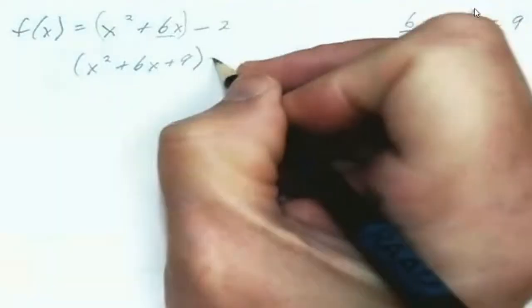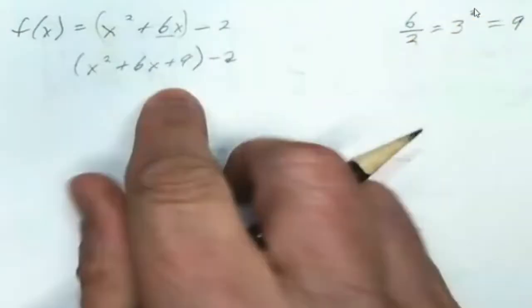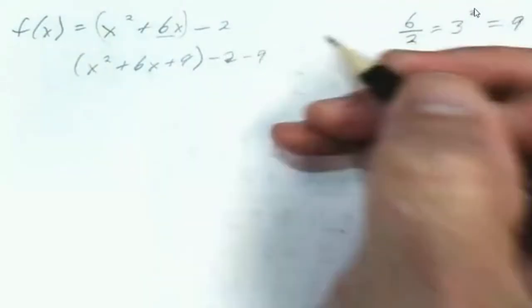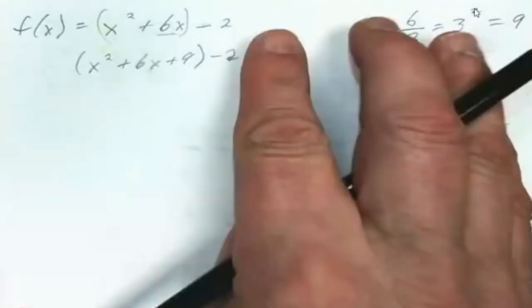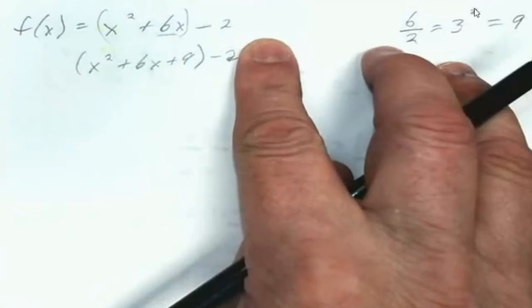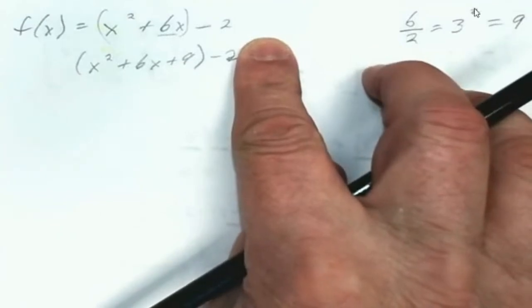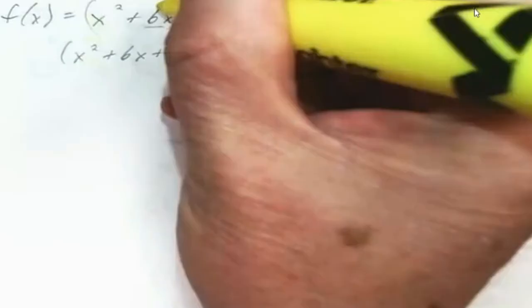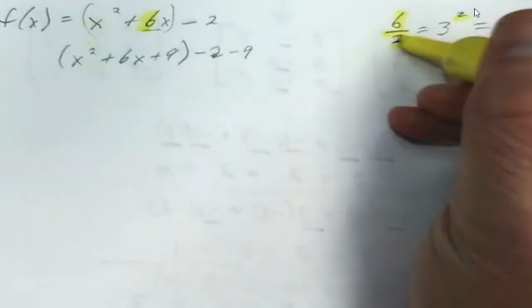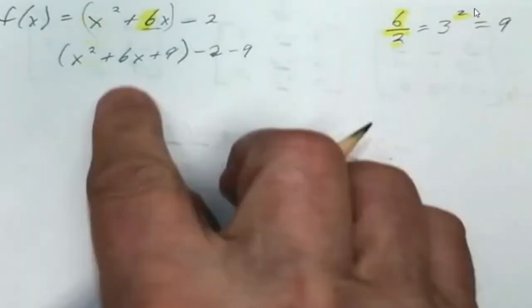But we've changed the equation when we added 9, so we also have to subtract 9. So now it's still the same equation, because I added 9 and subtracted 9. So that way it's still the same. If I don't subtract the 9, I change it. It's not the same quadratic equation any longer. But you take that middle term, the 6, divide it in half, and then square it. Right? Divide it in half and then square it. And that gives you the term that goes here.